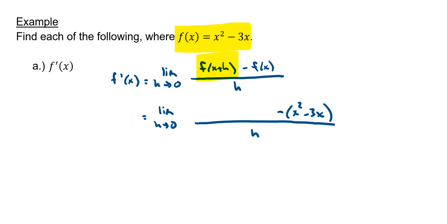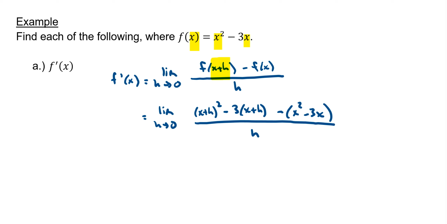So f of x plus h, you might want to do this on the side. It's kind of up to you. I'm just going to plug it in at first right over here. But f of x plus h is just going to be substituting in x plus h everywhere you see an x. So instead of x squared, it's going to be x plus h squared. And then instead of minus 3x, it's minus 3 times x plus h.